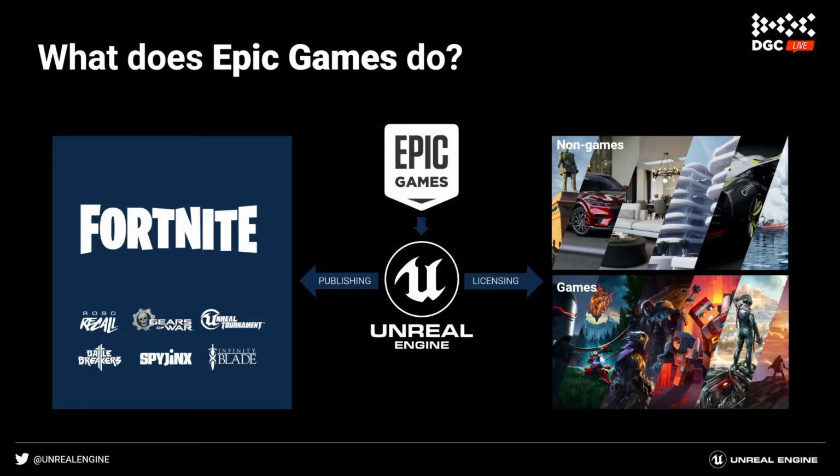So who is Epic Games and what is it that we do, and how can you view us as a company? Well, yes, we are a publisher and we publish games like Fortnite, Robo Recall, Gears of War, Unreal Tournament, Spyjinx, and Infinity Blade. But we also license the technology like Unreal Engine, Twinmotion, and the Quixel Ecosystem.